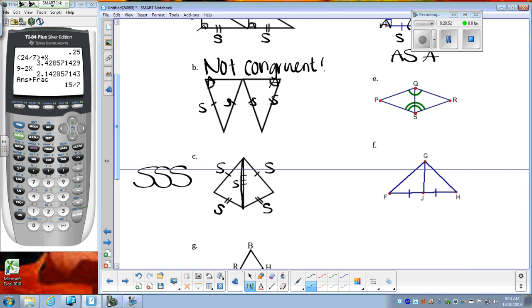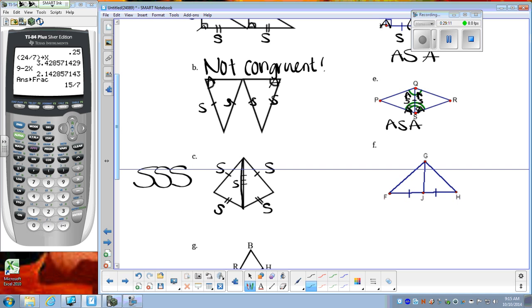Here I have angle PQS congruent to angle RQS, so there's an angle. I have the side they both use. And then I have PSQ congruent to RSQ. So those two are angle, side, angle.